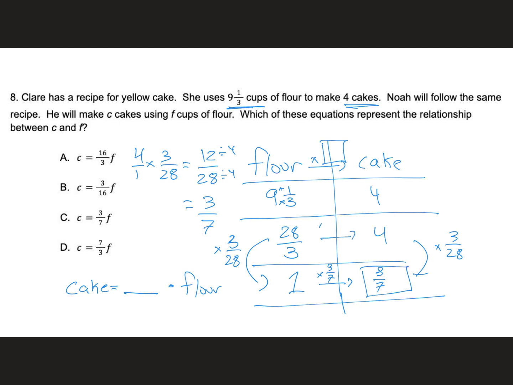All of these are multiplied by 3/7. Therefore my equation is flour times 3/7 equals my cake. So the answer is C.